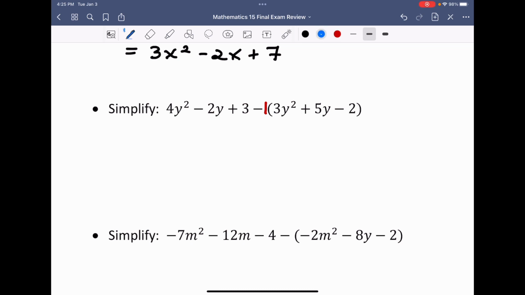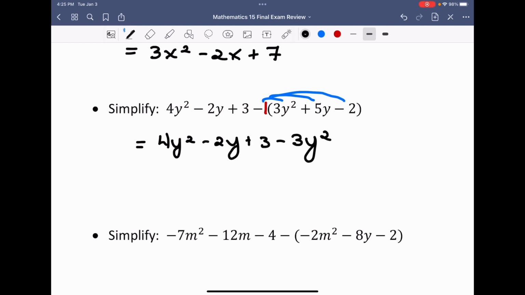So what we're going to do is distribute that negative 1 into all the brackets, and this is going to make us rewrite this line because the signs of those second terms are going to change. We have 4y squared minus 2y plus 3 minus 3y squared, because a negative times a positive is the negative 5y here, and then we have a negative times a negative 2, that's going to be a positive 2.